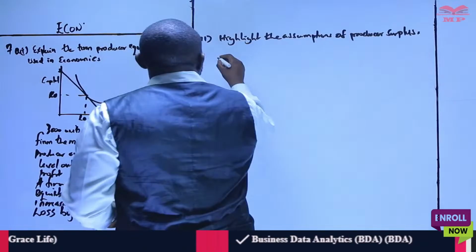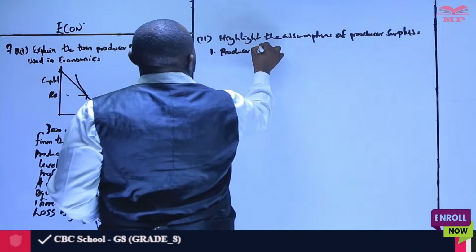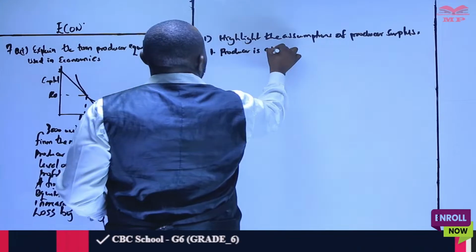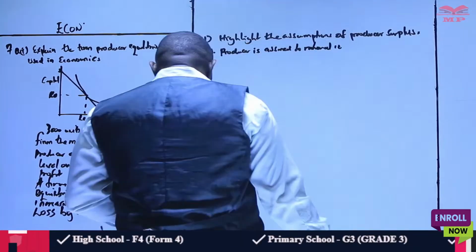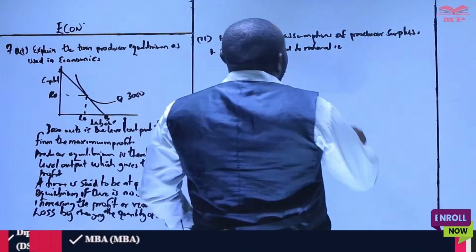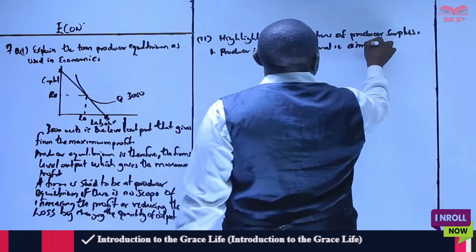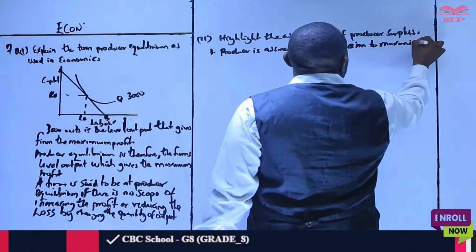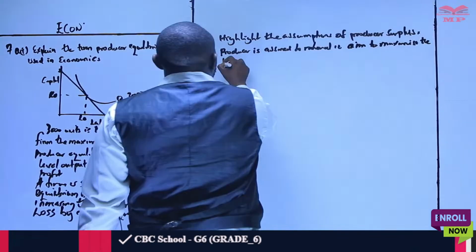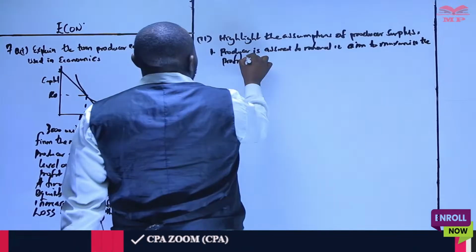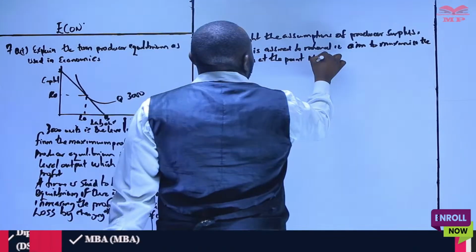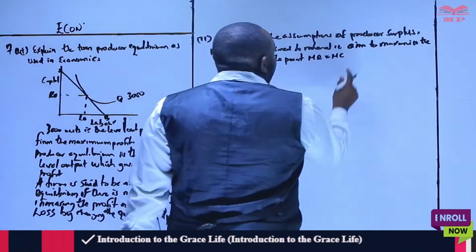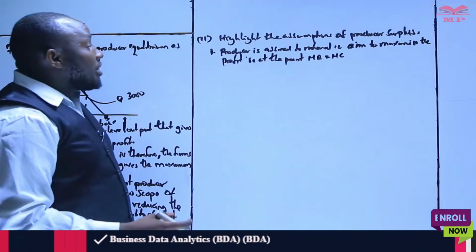So we say number 1, producer is assumed to be rational, i.e. we say aim to maximize the profit, i.e. at the point MR is equal to MC. That is basically where the producer aims to maximize the profit.